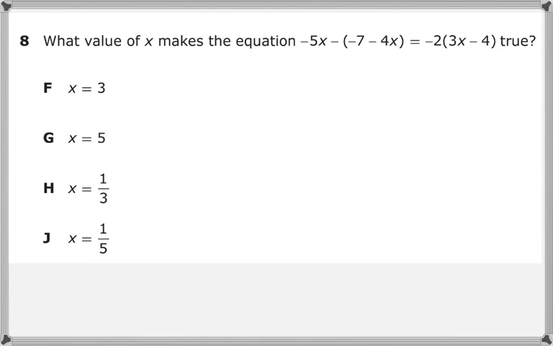Let's take a look at question number 8 from the May 2016 release version of the Algebra 1 STAAR test. Let's go ahead and read.